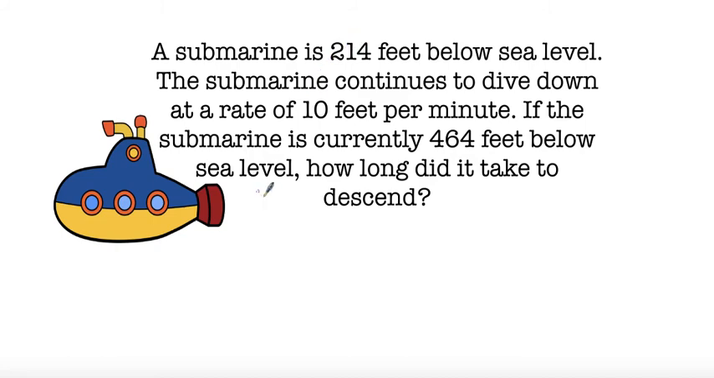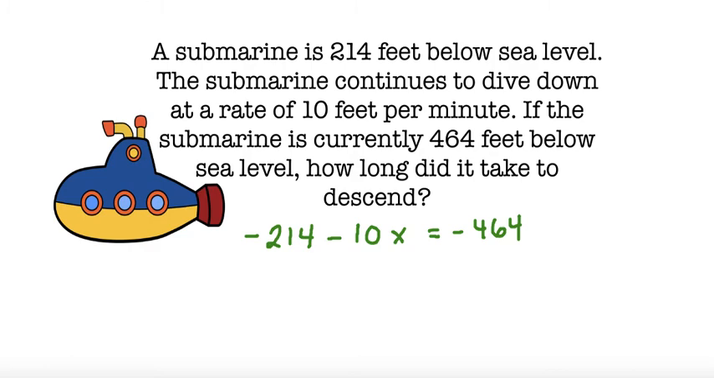So we know that the submarine is 214 feet below sea level, so we're going to use a negative to represent that since it's below sea level, and then it continues to decrease. It will dive down at a rate of 10 feet per minute, so we're going to subtract, since our submarine is going down, by 10. We don't know how many minutes the submarine is going down, so it's going to be minus 10x is equal to, the submarine is currently at 464 feet below sea level, so it's going to equal negative 464.